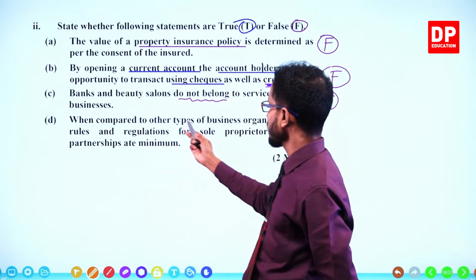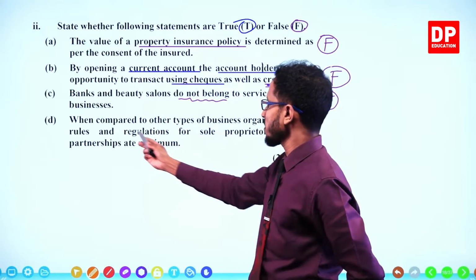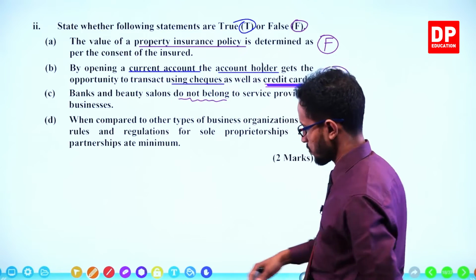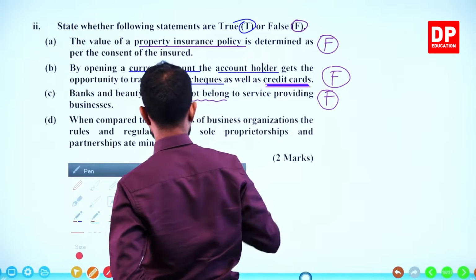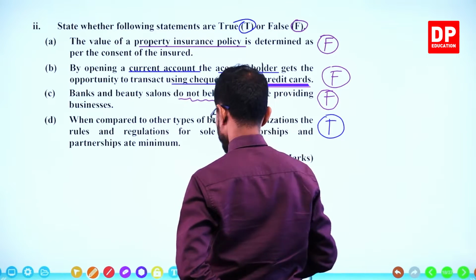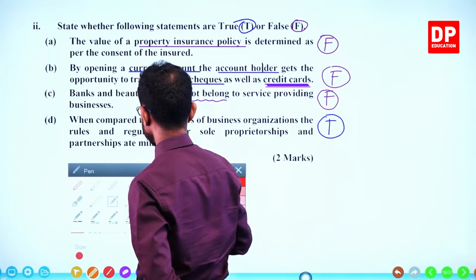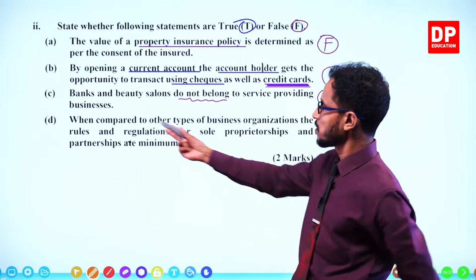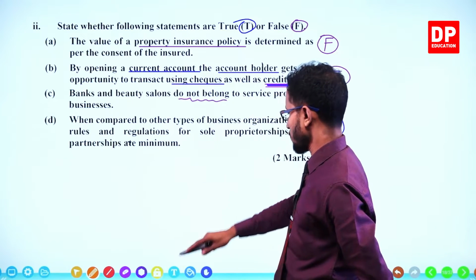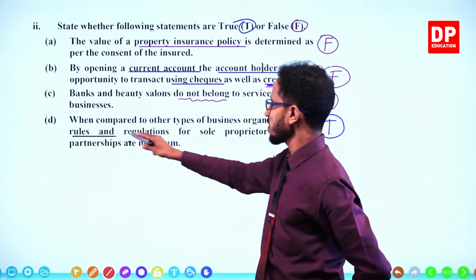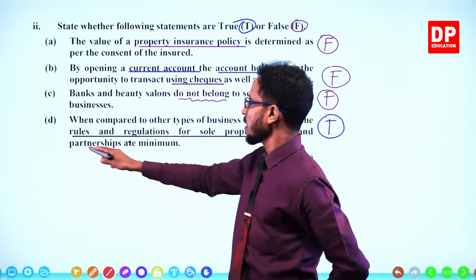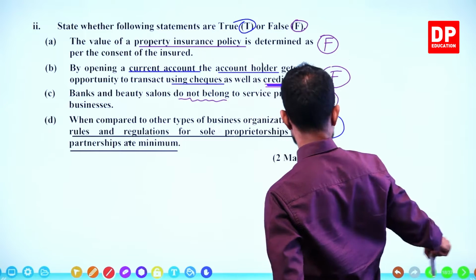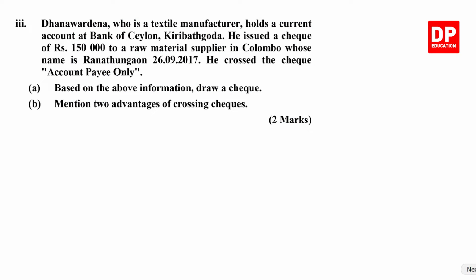When compared to other types of business organizations, rules and regulations for sole proprietorships and partnerships are minimum. That is true. The final one is true. Rules and regulations for sole proprietorships and partnerships are minimum. That is correct. Next one.